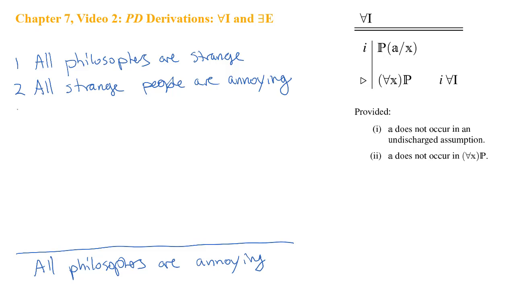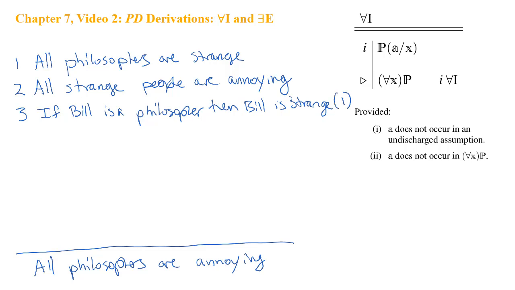We obviously can do that with something like universal elimination. From line 1, if all philosophers are strange, then in particular, if Bill is a philosopher, then Bill is strange. And in particular, I'll squeeze 1 in parentheses there as the citation for where that's from. And from 2, in particular, if all strange people are annoying, then that goes for Bill as well. So those are 2 natural language instances of what we in our derivation system call universal elimination.